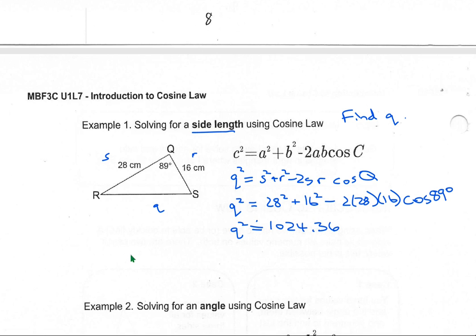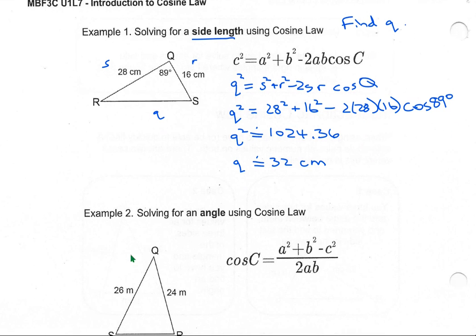1024.36. And just remember, if little q can't be 1024, it's not going to be 1,000. That doesn't make sense in this triangle. Remember that that's q squared. So q is going to be the square root of this number. So the square root of this number is 32. So q is approximately 32. And 32 looks like it's reasonable for this triangle. So centimeters.